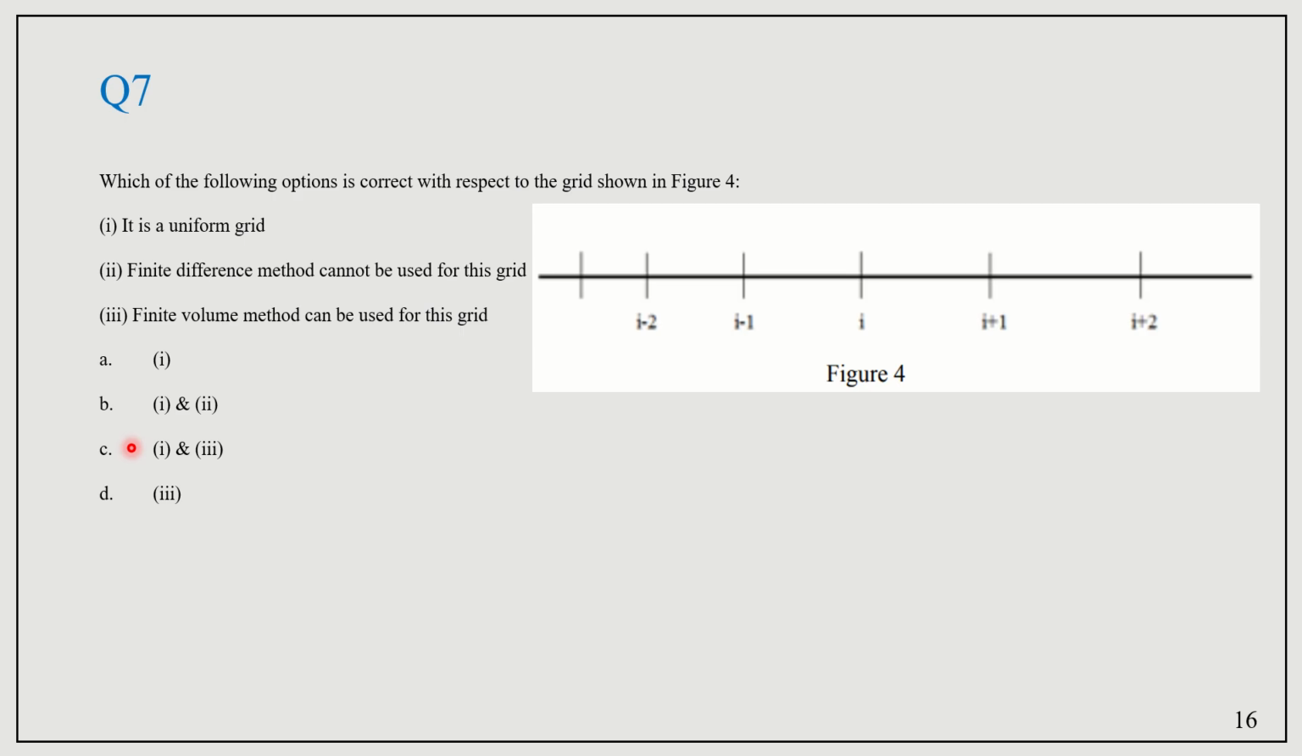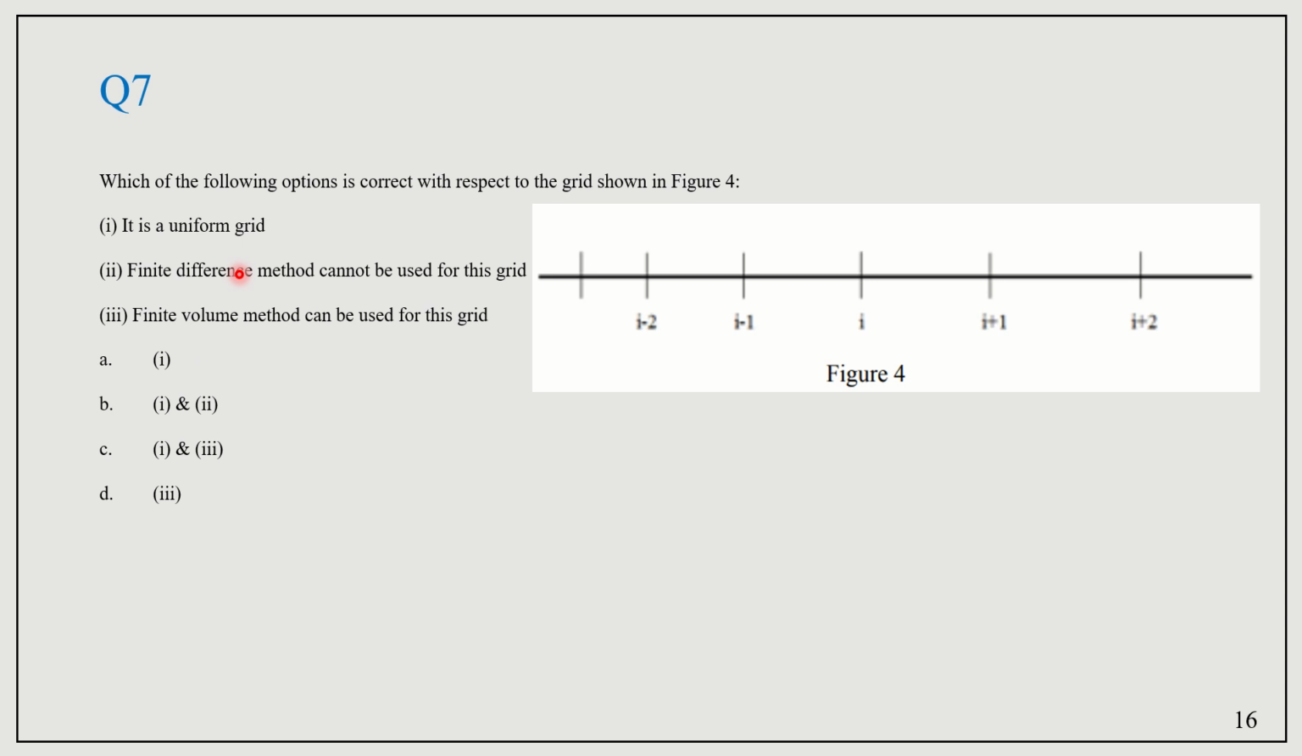If we look at the statements, the first statement says it is a uniform grid. Basically the grid is not uniform, because as we can see the spacing is very irregular, but it is a structured grid. It is a structured grid, but a non-uniform grid. So the first statement is false. And the second one, what is given?